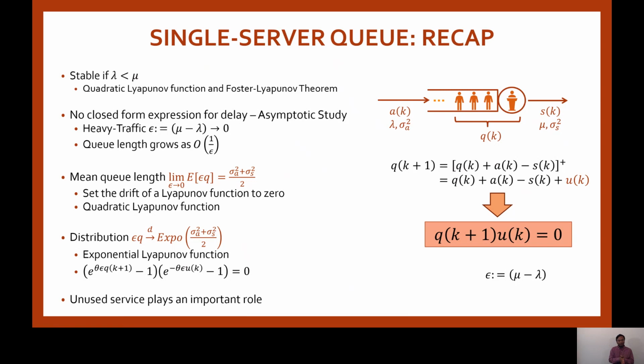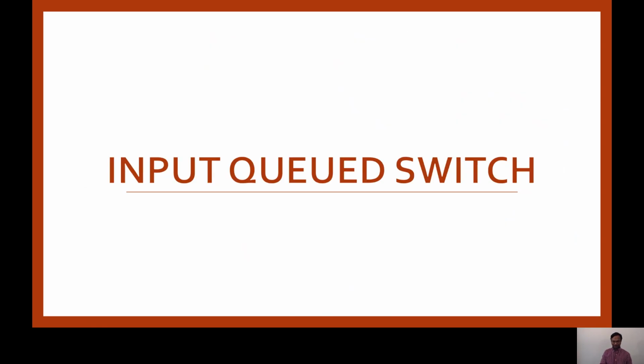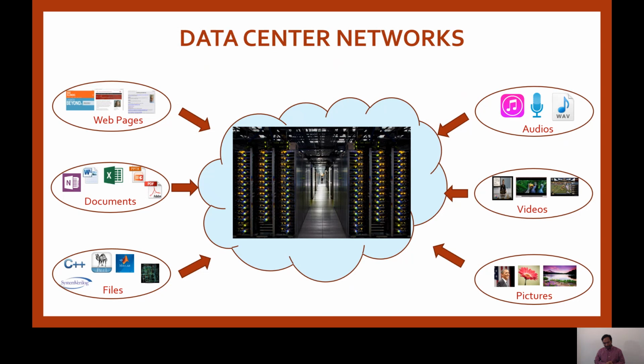In this part, I'm going to use these same ideas, the Foster-Lyapunov theorem for stability and then drift arguments, to study mean queue length and distribution in the context of more general stochastic processing networks. And we'll see that unused service will play a very important role as we do this. And we'll do this by studying a representative example of the stochastic processing networks, which is an input queued switch. Let me first start by explaining the motivation and the model of an input queued switch.